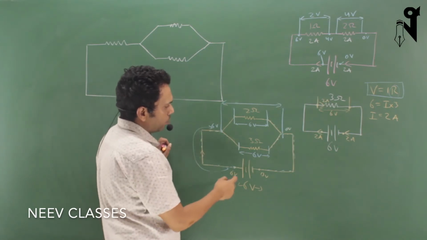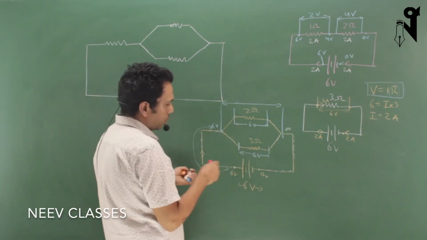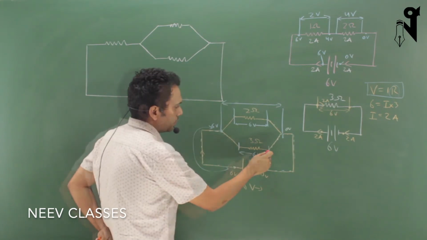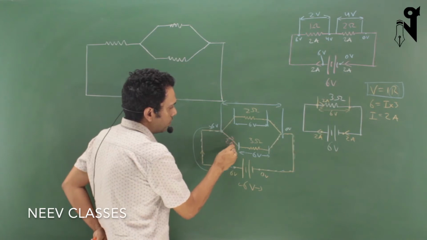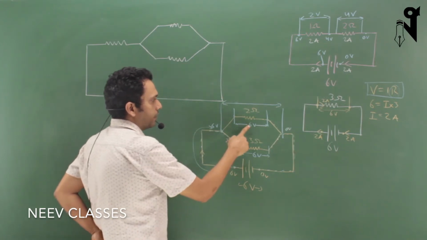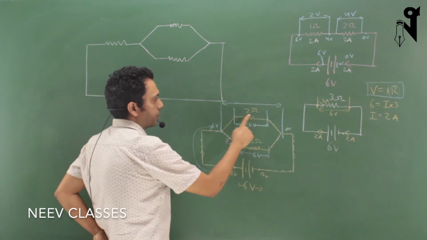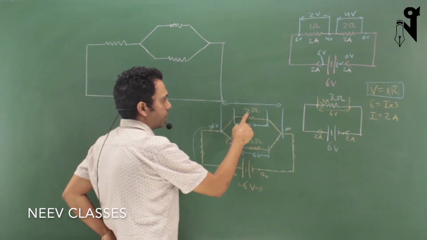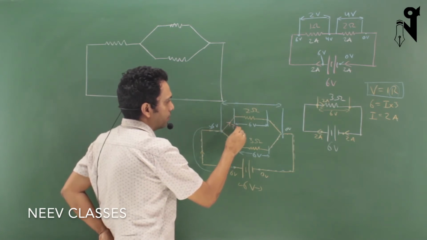So what do we get after getting the potential across these two resistors? The potential across this is 6, the resistance is 3, hence the current is 6 by 3, which is 2 amps. Similarly, the potential across this is 6 and the resistance is 2. So the current in this is 6 by 2, which is 3 amps.